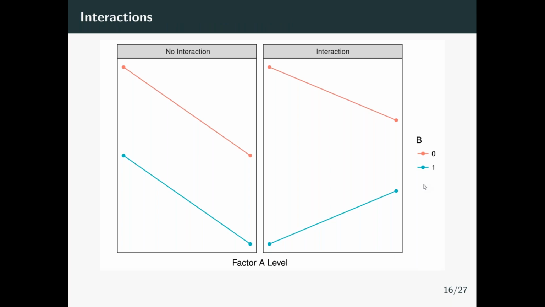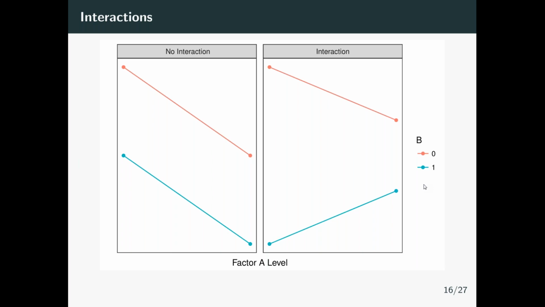Interaction. So now that we have two factors instead of just one factor, I introduced the term main effect already, but now I can also talk about interactions. Two plots here. The plot on the left shows no interaction. The plot on the right shows an interaction.